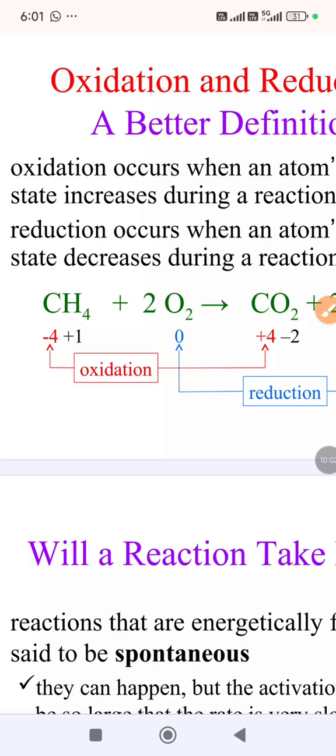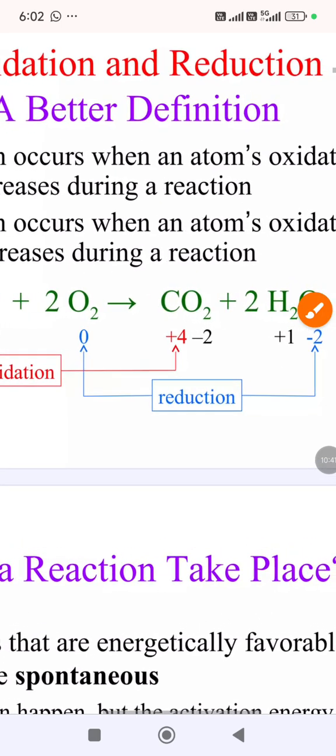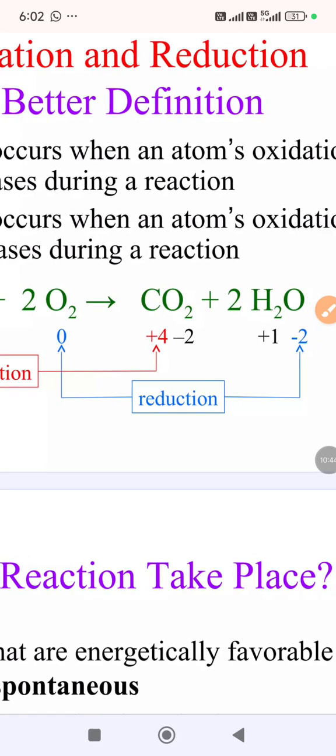On carbon, with red ink, -4 is written towards the reactant side. Can you see here? But on the product side, it is +4. Means its oxidation number is changing from -4 to +4. Means it is increased. The oxidation number or oxidation state is increased. So when there is an increase in oxidation number, the process is called oxidation. Whereas when there is a decrease in oxidation number, it is called reduction.